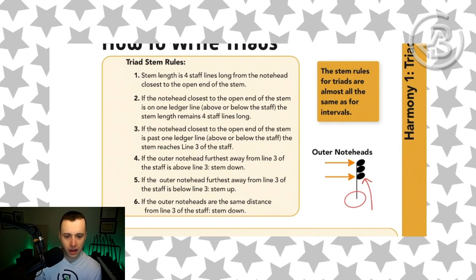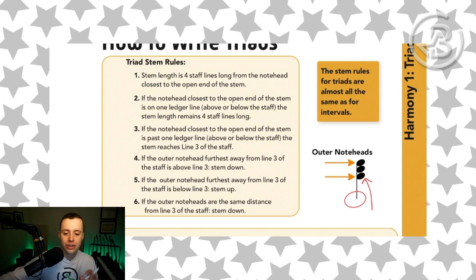Just like writing regular notes, you then extend the stem up to get the other 2 notes of the triad. If the note head closest to the open end of the stem is 1 ledger line above or below the staff, the stem length remains 4 staff lines long. Same exact as intervals. If the note head closest to the open end of the stem is past 1 ledger line above or below the staff, the stem reaches to line 3 of the staff. Same as intervals, same as single notes. You just extend the stem a little bit to catch the extra notes.